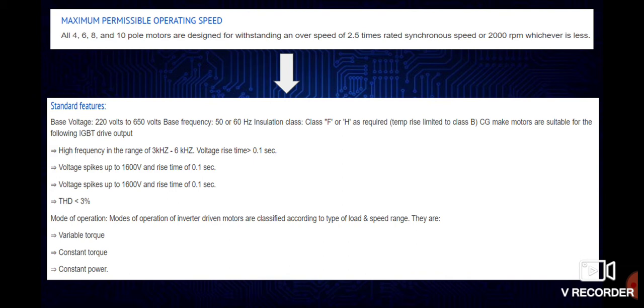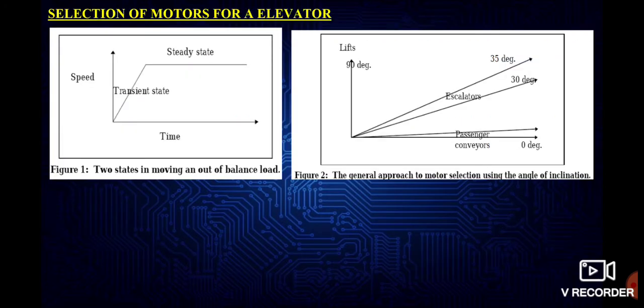The mode of operation has been classified according to the type of load and speed range. So they are basically variable torque, constant torque and constant power.